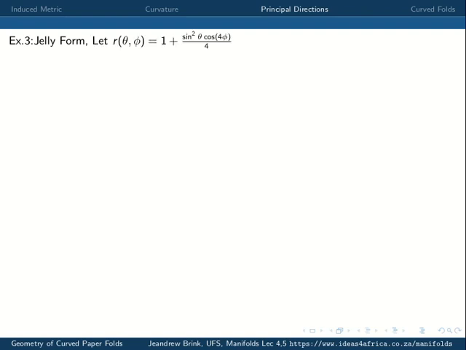Suppose you have something like this, and I'm just going to give you the picture and let you stew over it until the next class. So suppose you define a radius that's dependent on phi and theta, okay? And you say that R equals 1 plus sine squared theta cos 4 phi over 4. And you say my surface is just going to be this R multiplied by this vector, okay?